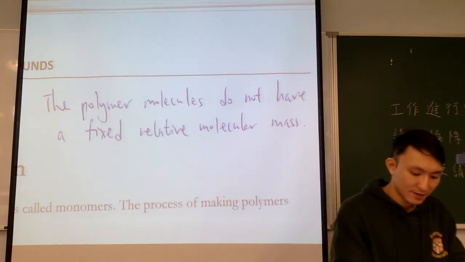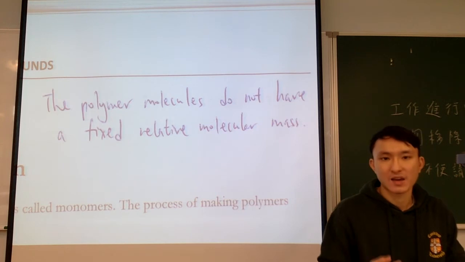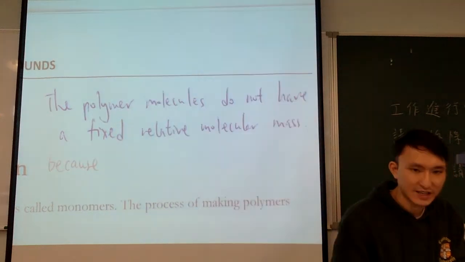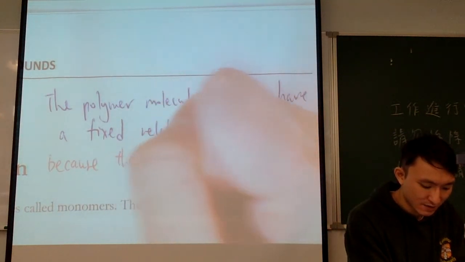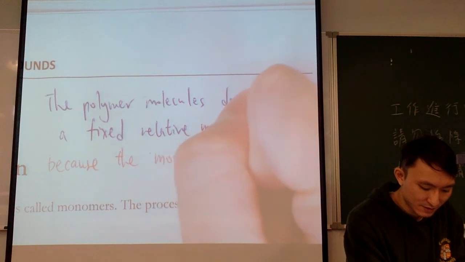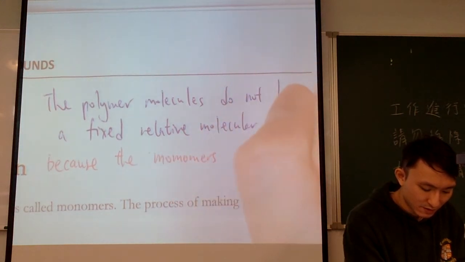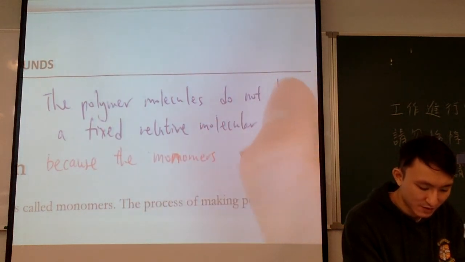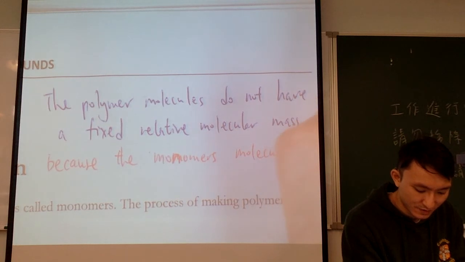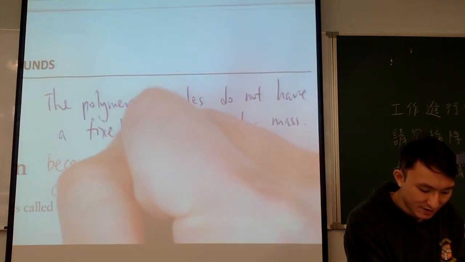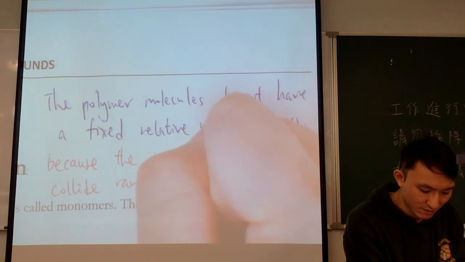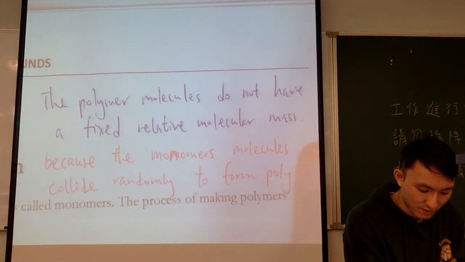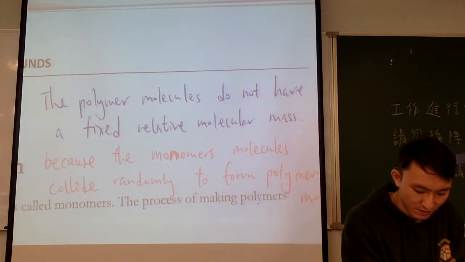Okay, but why? Why is that? Because we will say that this reaction, the monomer molecules collide randomly to form the polymer molecule. Okay?